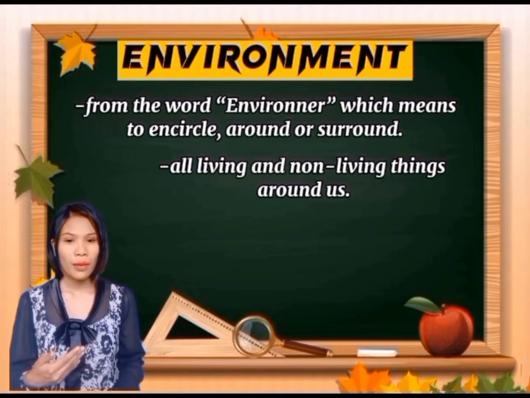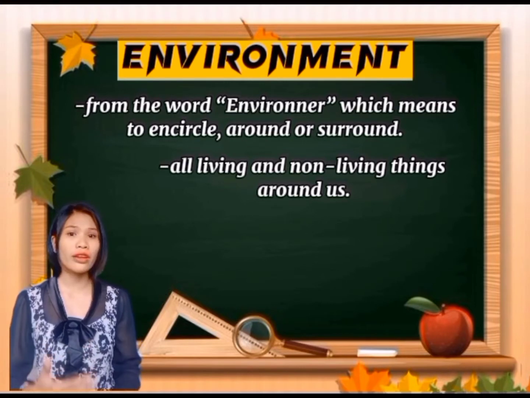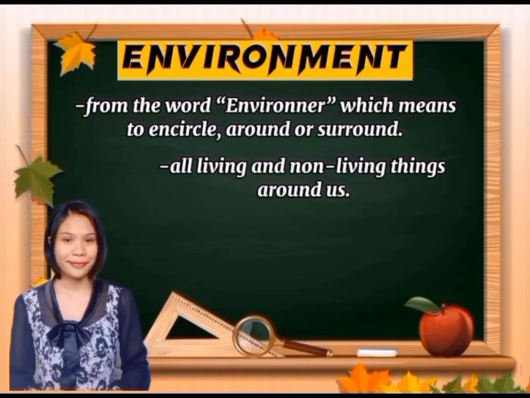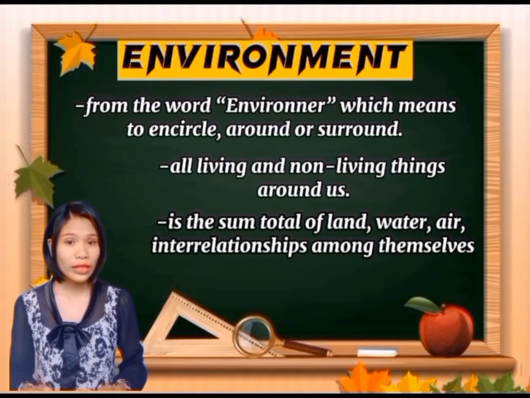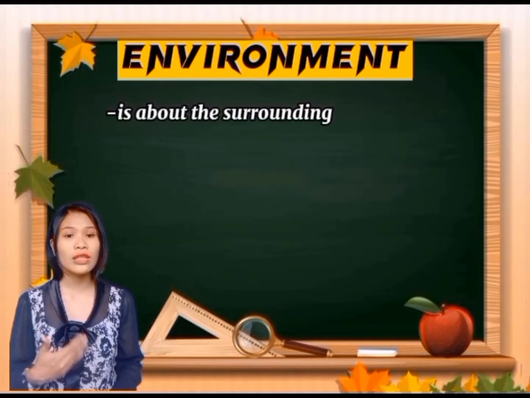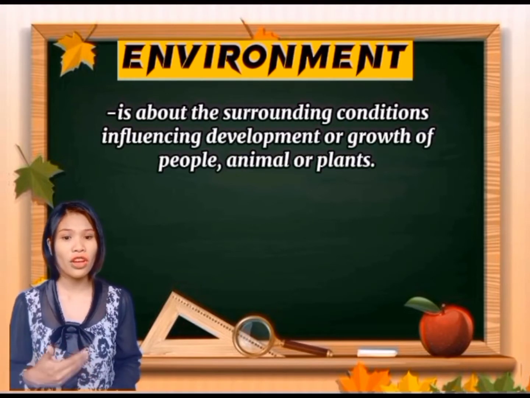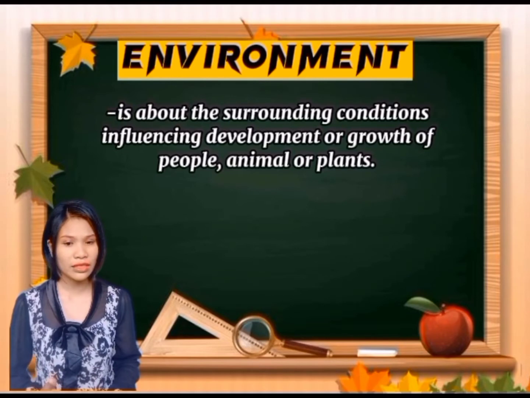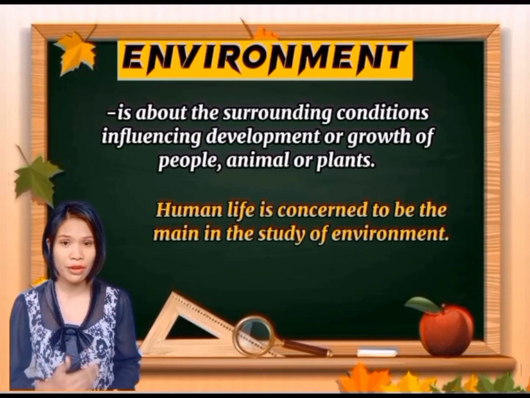How human beings interact with each other, social relationships, and institutions are part of the environment. Environment is the sum total of land, water, air, and the interrelationship among themselves and also with human beings and other living things. It is about the surrounding conditions influencing the development or growth of people, animals, or plants. Human life is considered to be the main concern in the study of environment.